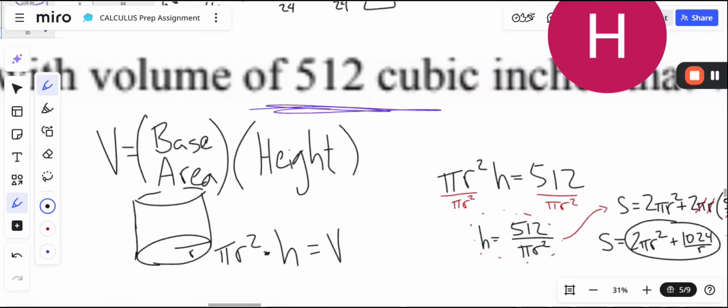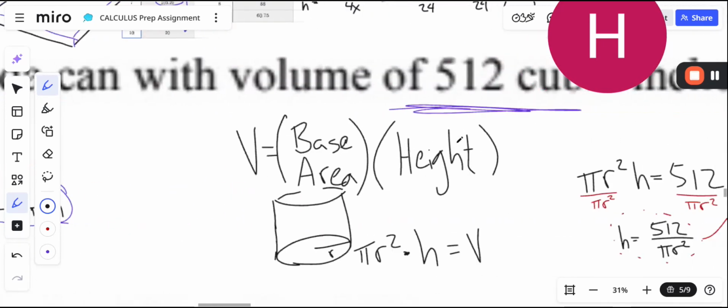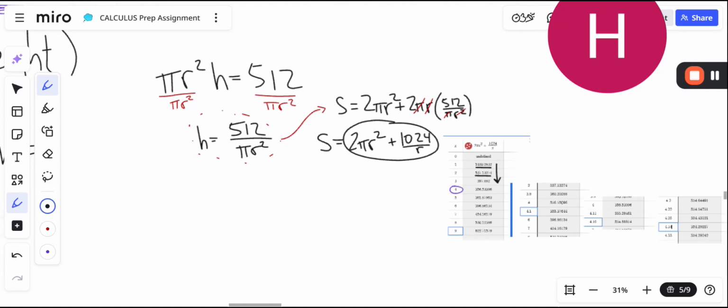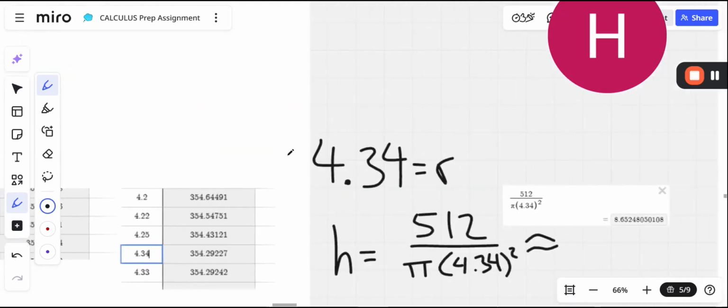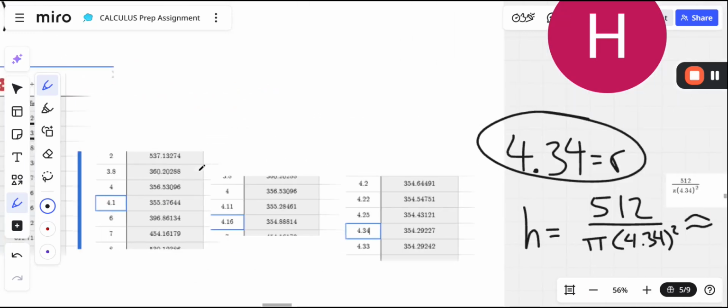Okay, let me make sure it's asking about the dimensions. Oh, it's just asking about the radius actually. So I didn't even need to find the height. I should have read the problem more carefully. That's all they were asking for. Great. All right, let's finish things up.